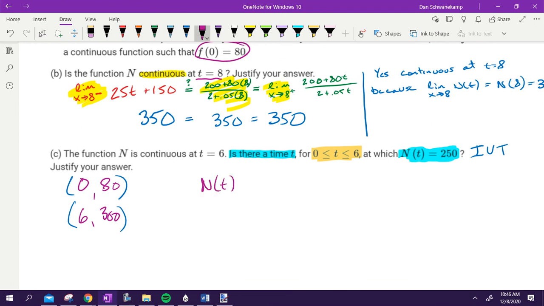N of t. So I'm going to say since N of t is continuous, and we know that because it stated it. Boom. That is one thing you have to state. You have to state continuity.